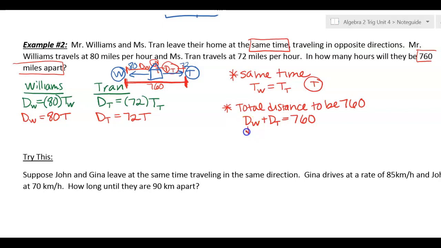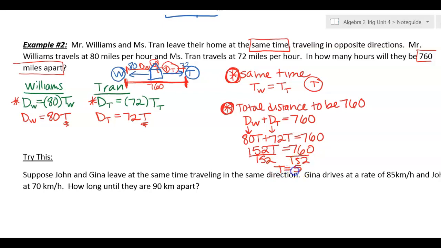Okay, so what that tells me is I can replace Mr. Williams' distance with the 80t that I know it's equal to. I can replace Miss Tran's distance with the 72t that it's equal to. And I now have an equation with only one variable. So again, look what I did. I used distance, rate, time to look at Mr. Williams' situation and Miss Tran's situation. I saw there were too many variables, so I tried to find relationships between them. The first relationship I saw was that really the times were the same. So that allowed me to use the same t in each equation. The second relationship I saw was the distance adding up to 760, which essentially gave me this solvable equation right here. So this will say 152t is equal to 760, and then I can finish solving this by just taking 760 and dividing it by 152. And I get 5 when I do that.